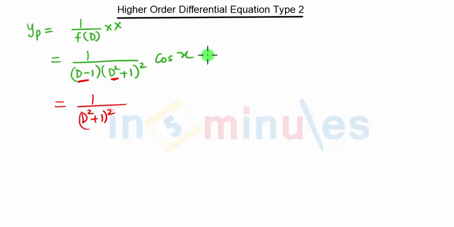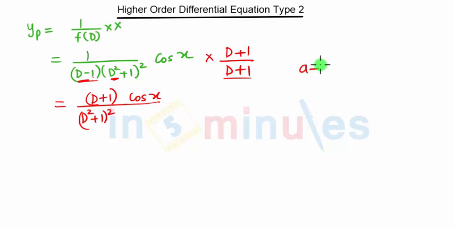For this part we will multiply and divide by D plus 1. We take the conjugate of this and we multiply and divide. So the conjugate of this part, here it is D minus 1, so it will become D plus 1. So in the numerator we will have D plus 1 into cos x, and in the denominator D minus 1 and D plus 1 is nothing but a minus b into a plus b. So it will be a square minus b square, so it will become D square minus 1.